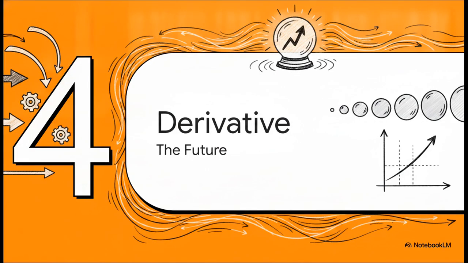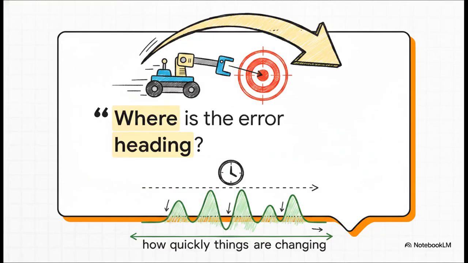Which brings us to the final letter of our algorithm, part 4, derivative, which is all about predicting the future. To stop the machine from aggressively pushing toward the target and just wildly overshooting it, it has to look ahead and ask a forward-looking question. Where is the error heading? Derivative control pays incredibly close attention to how quickly things are changing.